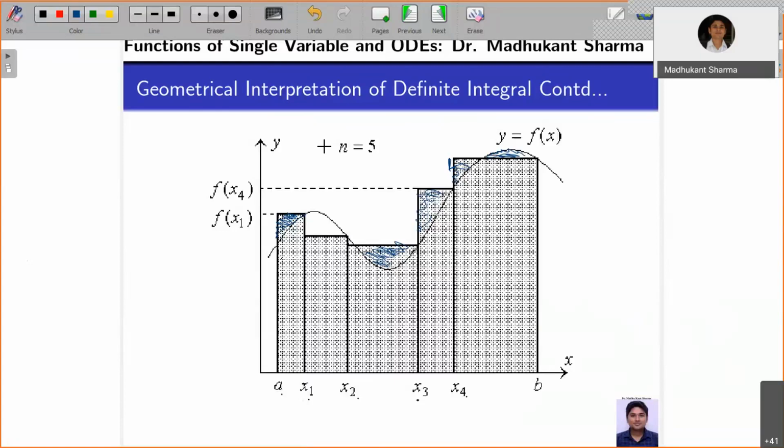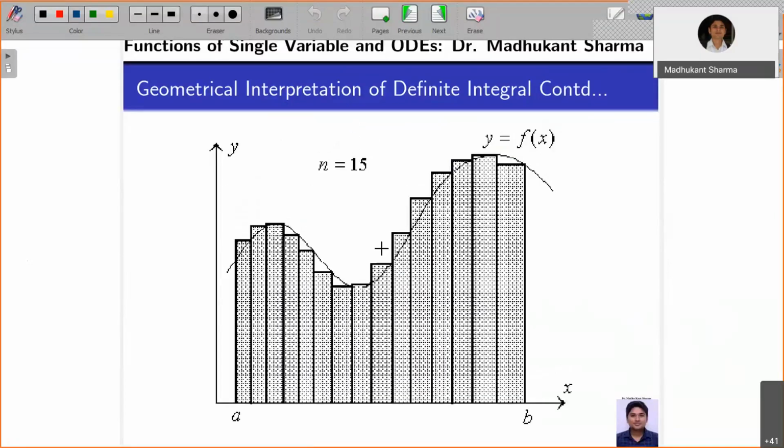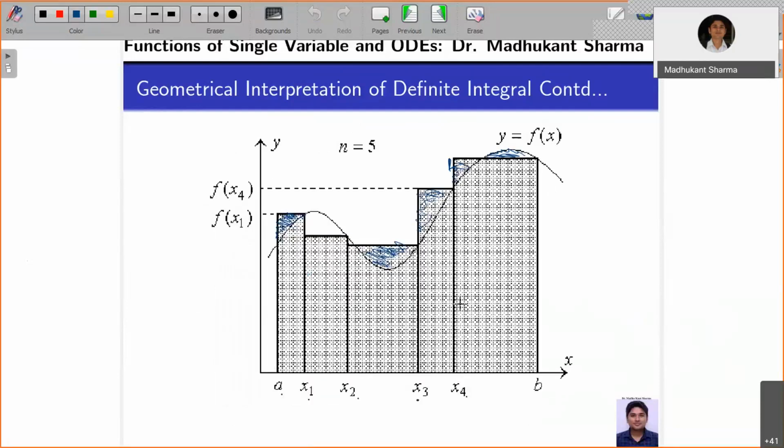Suppose n equals 5 is increased to, let's say, n equals 50. Now you can look at the thickness of the rectangles. Earlier it was very large somewhere. So they are not placed equidistant. Try to understand, they are not placed equidistant.